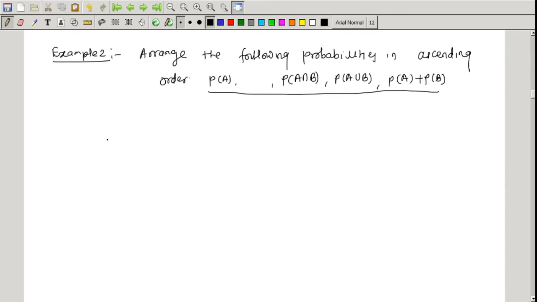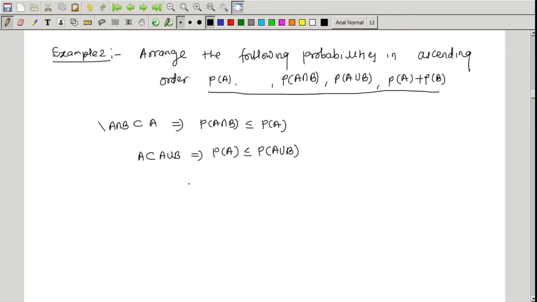So how to arrange these probabilities in ascending order, that is increasing order? So we know the relation A intersection B is a subset of A, correct? So by theorem we can write this as probability of A intersection B is less than or equal to probability of A, correct? Then A is a subset of A union B. So according to this we can write probability of A is less than or equal to probability of A union B.